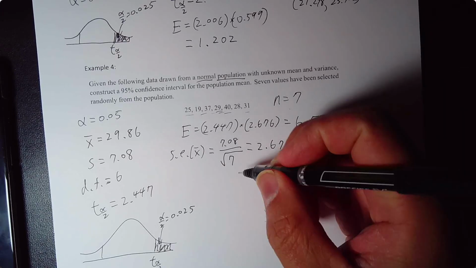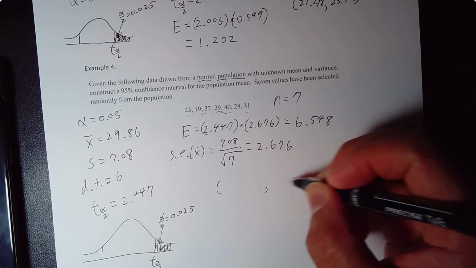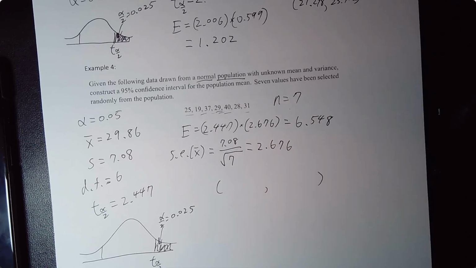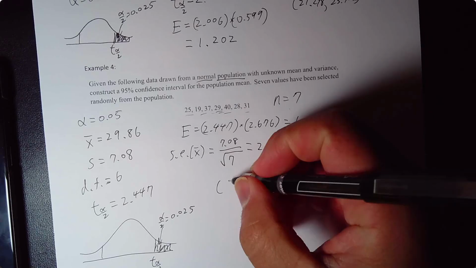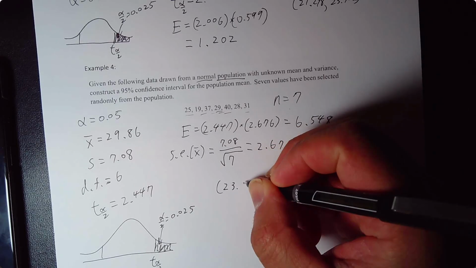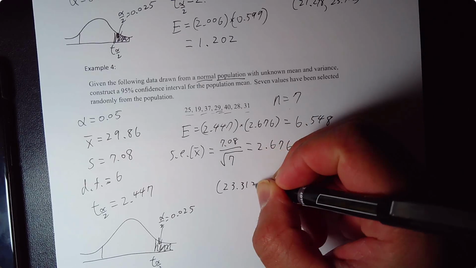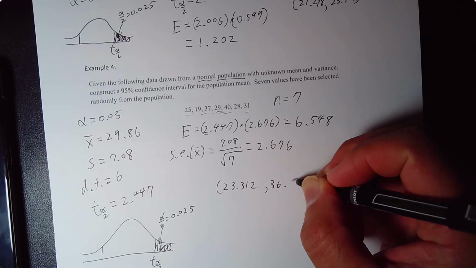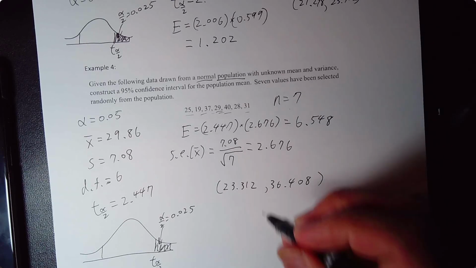So there we go. My interval is going to be 29.86 minus 6.548, and 29.86 plus 6.548. Let's do that on the side, and then I get 23.312 and 36.408.